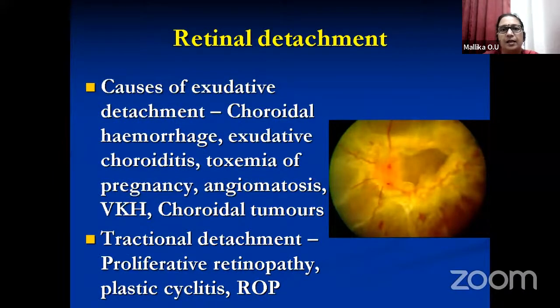So these are other types of retinal detachment. Here you can see there is an exudative type of retinal detachment. You can see the whole retina is yellowish white in color because of a massive exudation, maybe from a choroidal hemorrhage, maybe from a choroidal melanoma, toxemia of pregnancy, angiomatosis retinae. Everything can cause massive exudation from the choroid into the subretinal space, that is, between the neurosensory retina and the retinal pigment epithelium. So these are the causes of the exudative type of detachment. Traction I explained: any cause that can lead on to proliferative retinopathy and new vessel formation, like ROP and diabetic retinopathy.